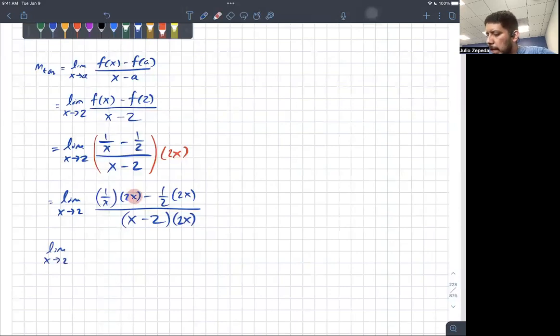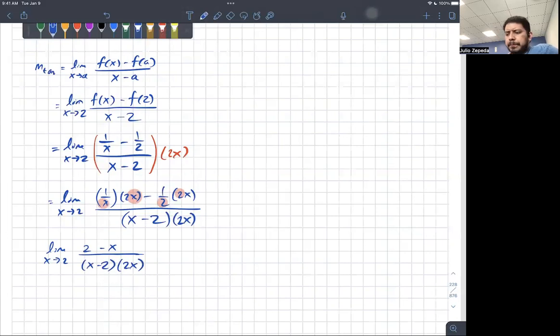So let's go ahead and simplify the limit as x approaches 2 of what cancels on top here, this x with that x. And so we're left with a 2 in the first term. And then the 2's cancel in the second multiplication. So we have 2 minus x over x minus 2 times 2x.